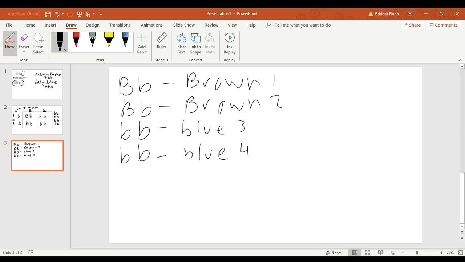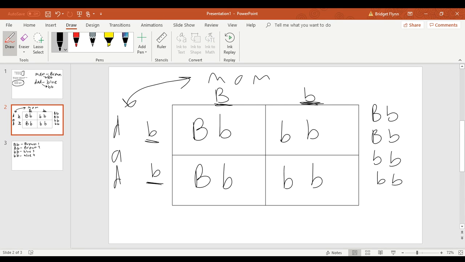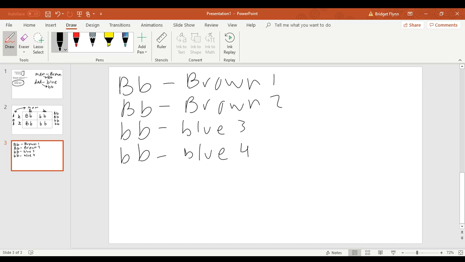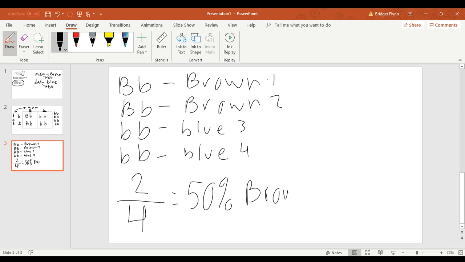So, if I were to ask a question like, what is the chance for this couple to have a baby with brown eyes? There's one, two, three, four options. How many are brown? One, two. Two over four. We know that as 50%. 50% chance for brown eyes.